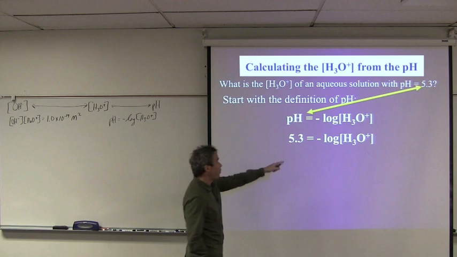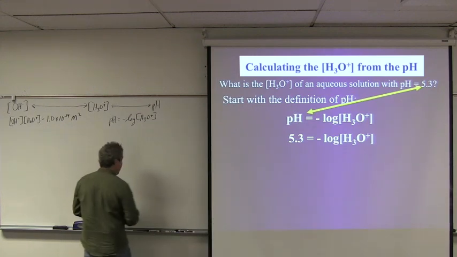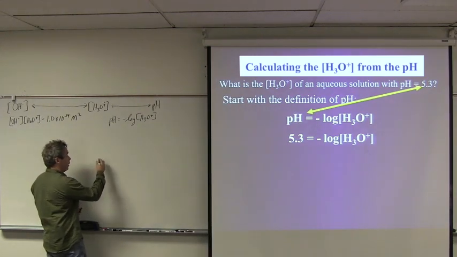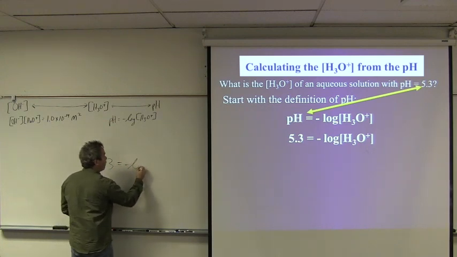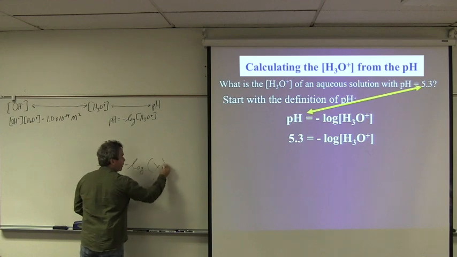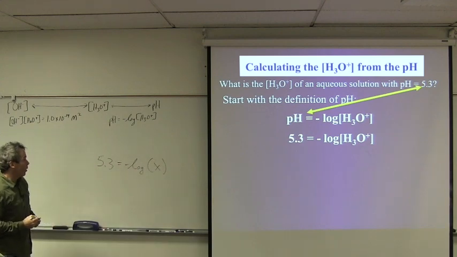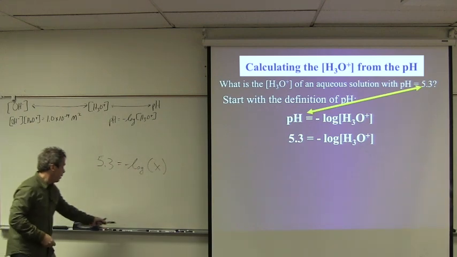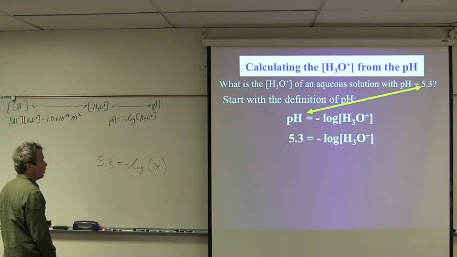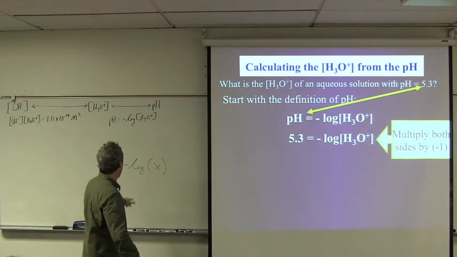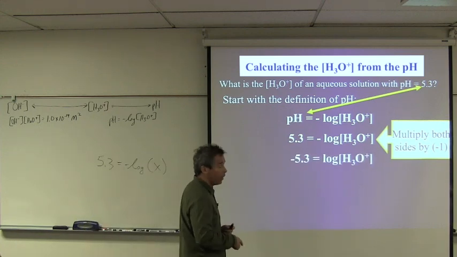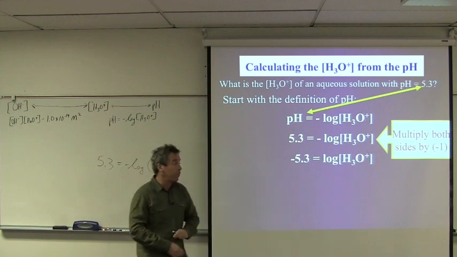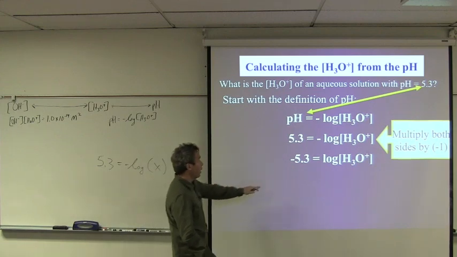Now I want to solve this problem. You guys may not have seen this algebra, or it may have been a long time. This is similar to doing something like this. Say 5.3 equals negative log of x, and we're solving for x. You remember what we do? First thing I want to do is get that negative sign on the other side, so I'll multiply both sides by -1. Right? Algebra, you do something to one side, you have to do the same thing to the other. And now I got the negative over here.